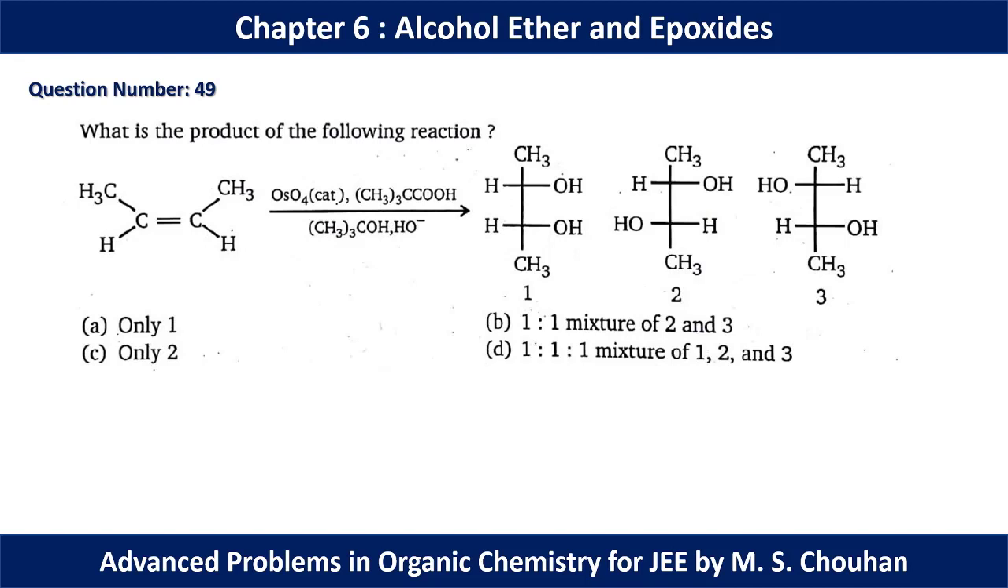In question number 49, osmium tetroxide will give the syn-diol. So this is the reaction of an alkene in which we will get only the syn-diol product. So only option 1 is possible, 2 and 3 are not possible using osmium tetroxide. The syn-diol can be formed by KMnO4 also. Dilute alkaline KMnO4 will give the same kind of situation. So in this case, option A will be the correct option for question number 49.